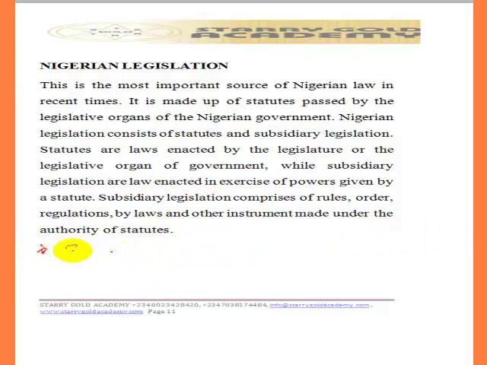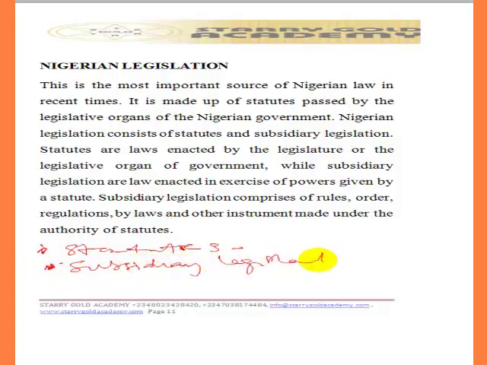So we have statutes, and we also have subsidiary legislation. This subsidiary legislation includes law made by the local government and any other institution empowered to make law. We have law made by institutions like schools, educational institutions, where the Senate will sit and pass law. Those laws and the laws made by the local government are all known as subsidiary legislation.